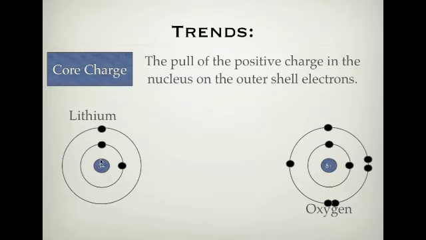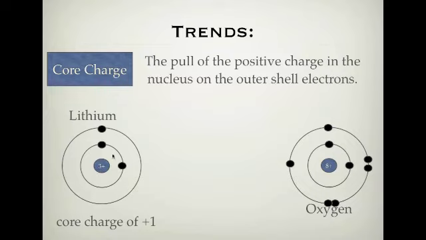Looking at lithium here, it has 3 positive charges in the middle. It's got 3 protons. It's got 2 electrons in the middle here, and then it's got 1 outside. The core charge is the overall pull that this electron feels from the nucleus. Around the nucleus here, we have 2 electrons shielding this electron out here. So what this electron actually feels is positive 1. It feels a charge of positive 1 because it has 3 positives here.